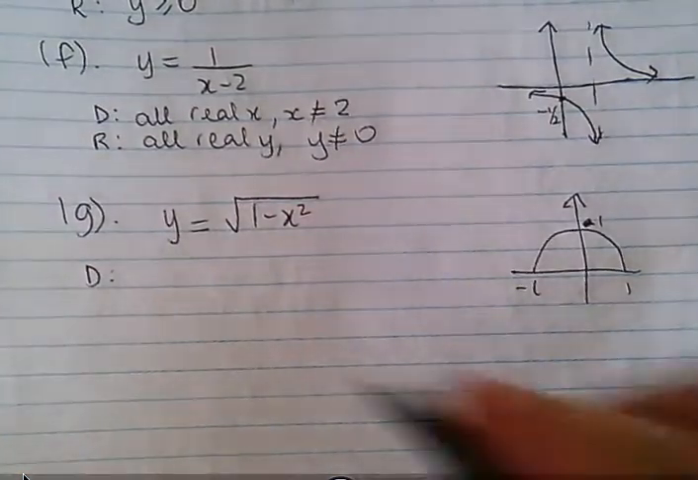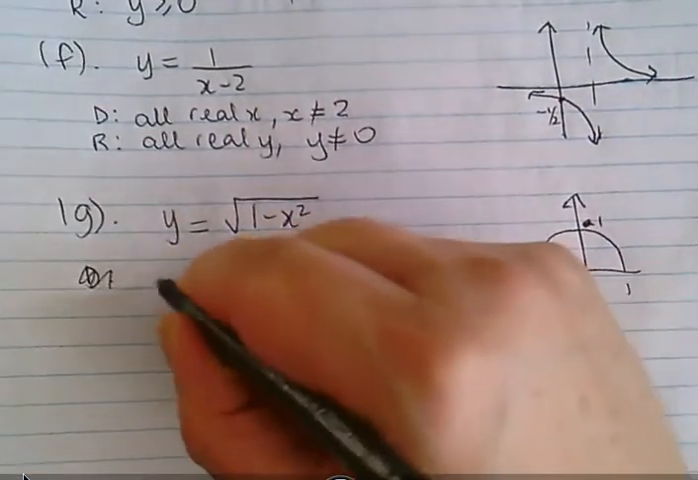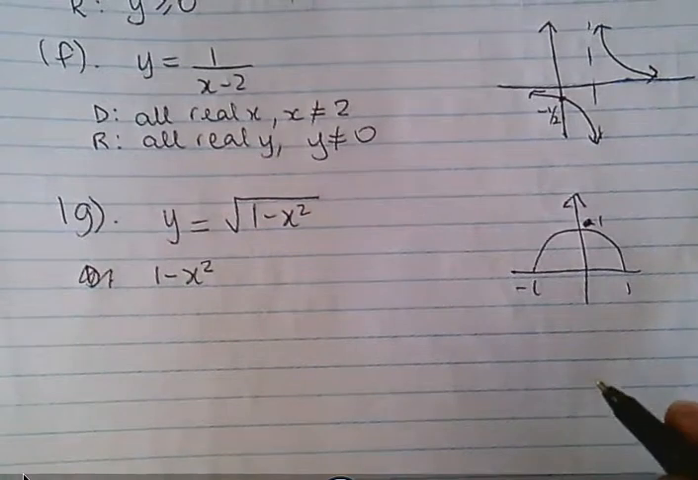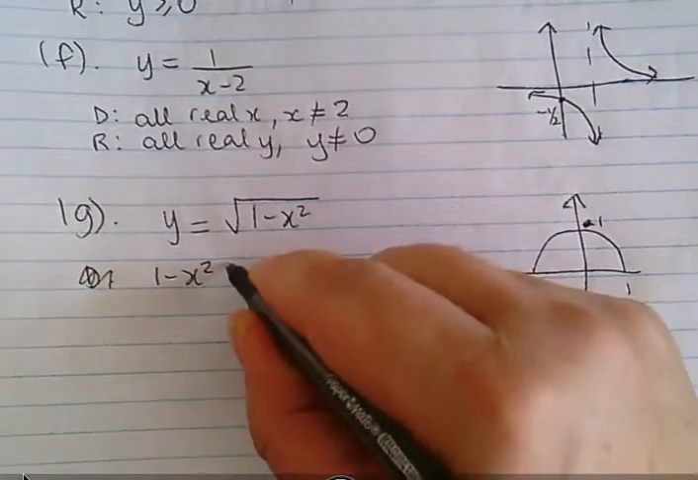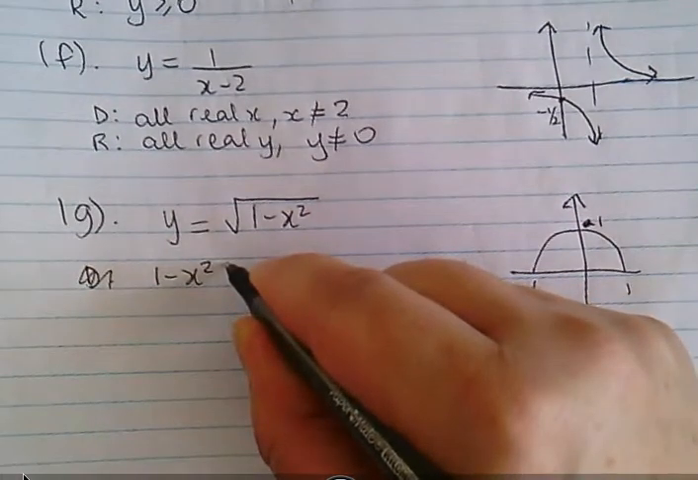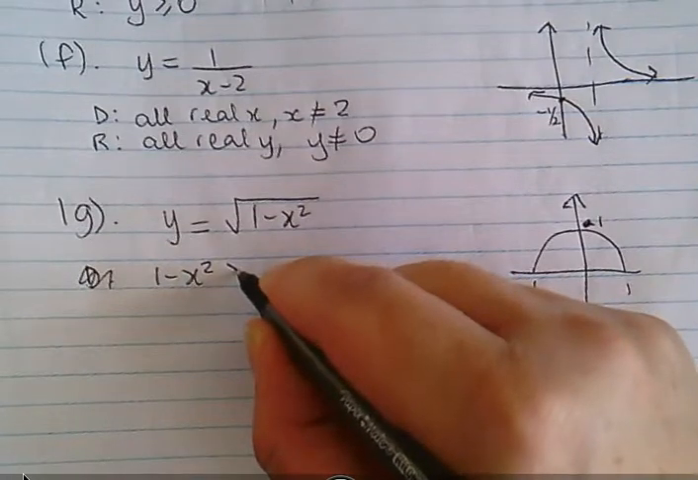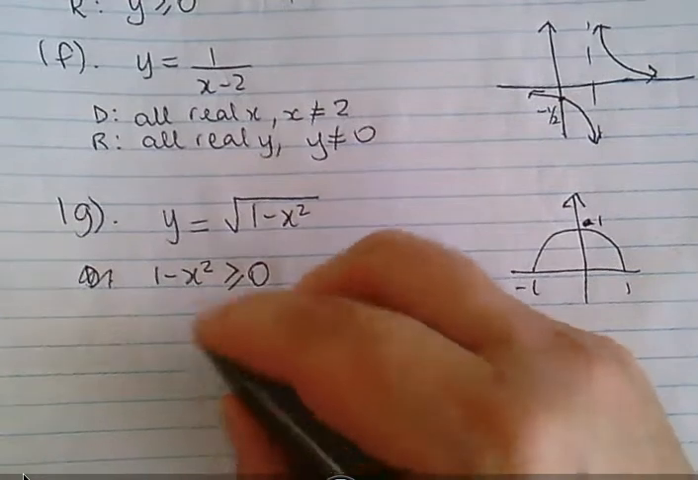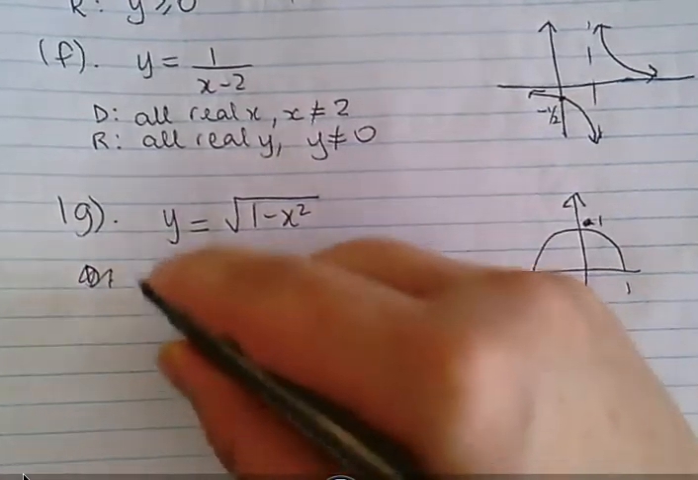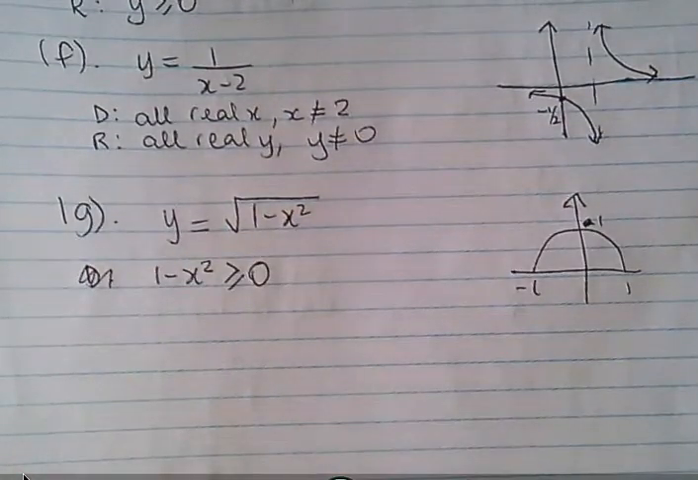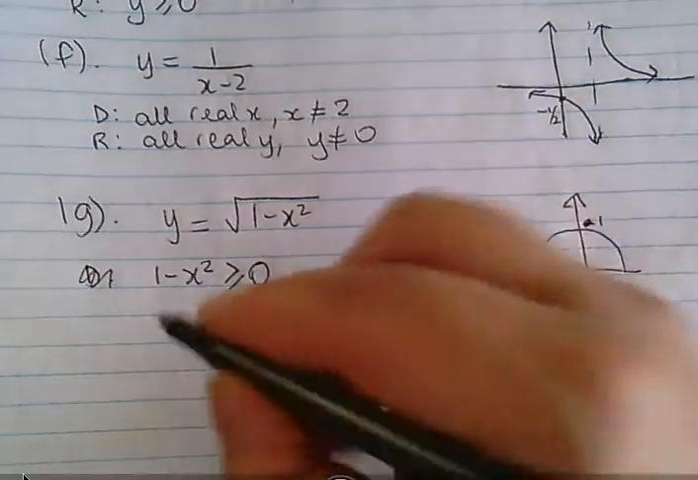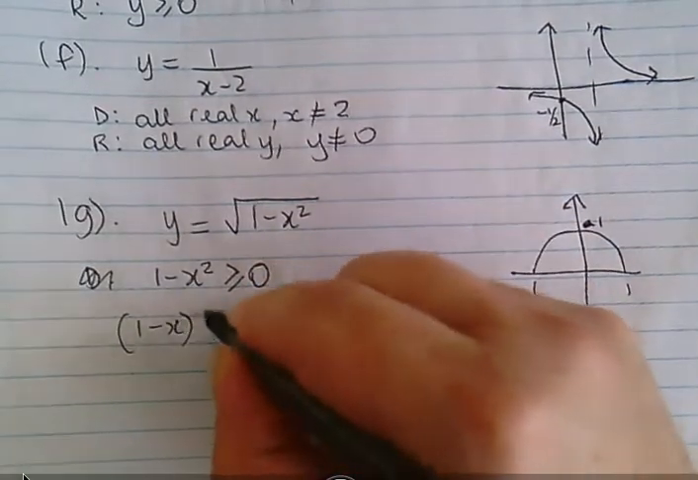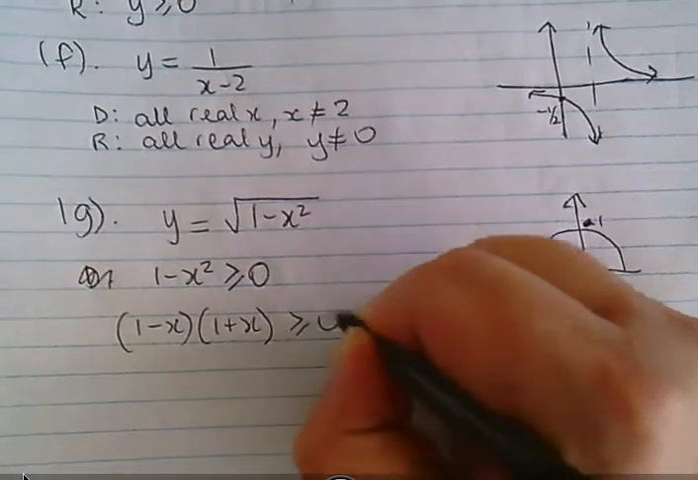If you didn't recognize it as that, you tell me what sort of values 1 minus x squared can take on. Can it be less than 0? Can it be 0? Can it be positive? So 1 minus x squared is greater than or equal to 0 if we were just looking at it and we didn't know that it was a semicircle. What else can you do now? 1 plus x is greater than or equal to 0.